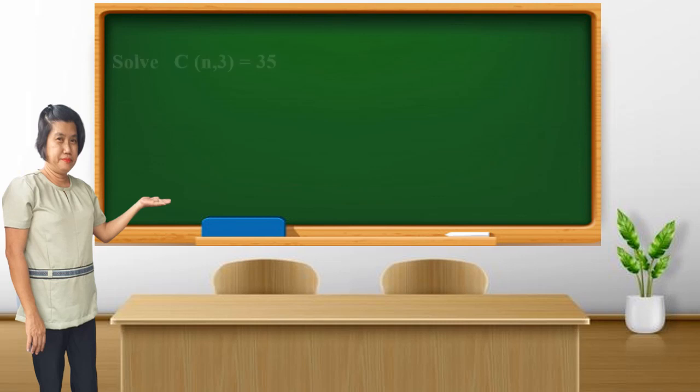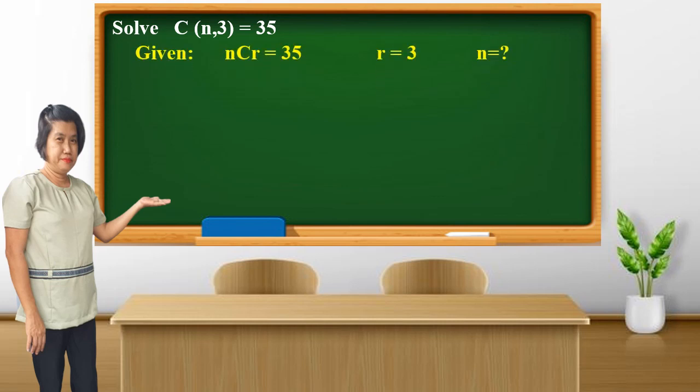Now let's solve the next example. The combination of n objects taken 3 at a time is equal to 35. Let's have the given. nCr is equal to 35, the value of r is equal to 3, n is unknown. For the solutions, the first thing we need to do is to look for the value of r, which is 3. It indicates 3 consecutive factors, and that will be n times n minus 1 times n minus 2 divided by the value of r factorial, which is 3 factorial, is equal to 35 automatically divided by 1.